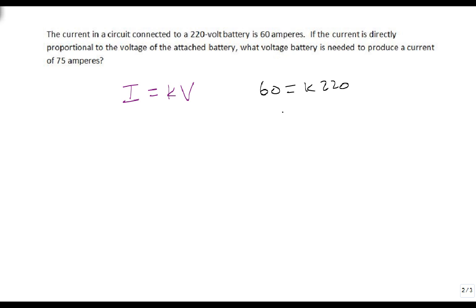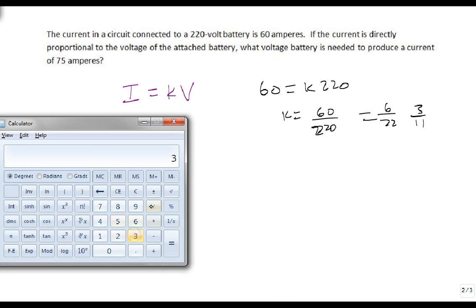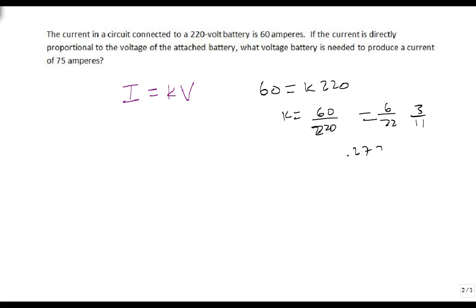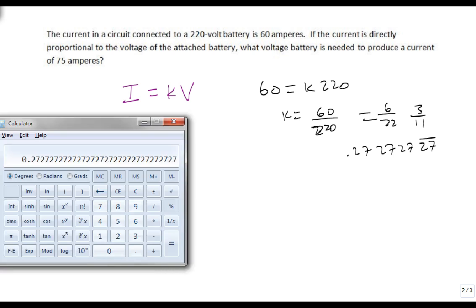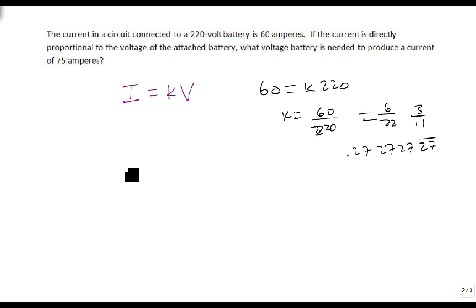So to find K, we just get 60 over 220, which is 6 over 22, which is 3 over 11, which is going to be 0.27272727 repeated. And I'm just going to use this here, so I'm going to store it in memory. And so now I want to know, when does 75 equal K times V? What value of V gives me 75?